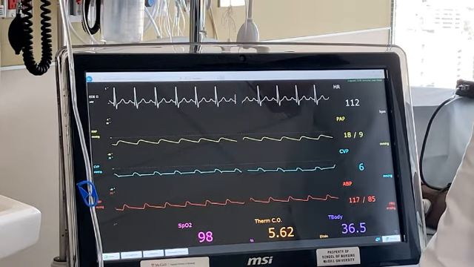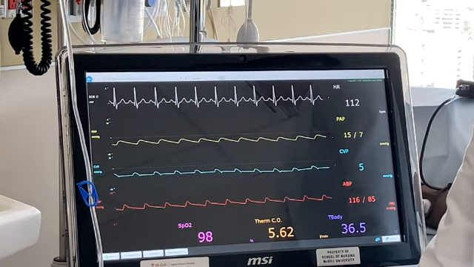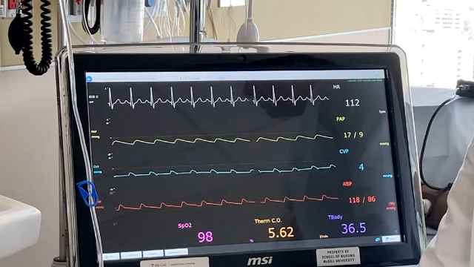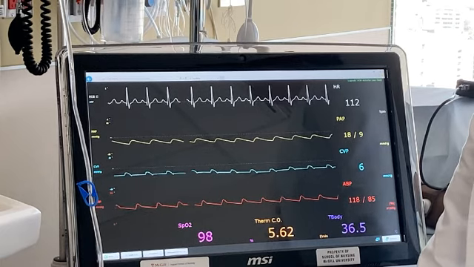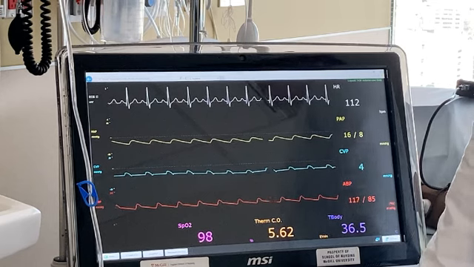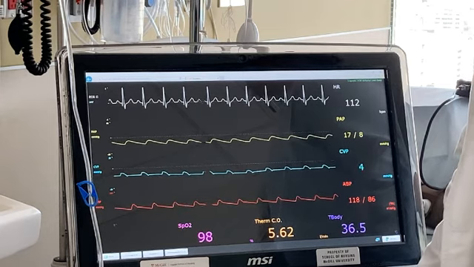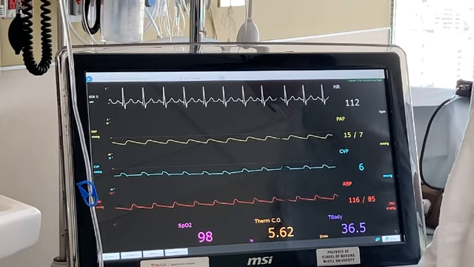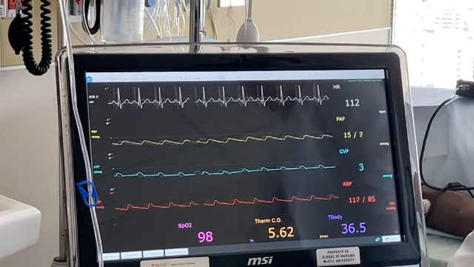If our CVP is very, very high, there's a possibility that there is a lot of fluid in the right side of the heart, that there's a lot of venous return, and that our patients might be fluid overloaded. But there are other factors that may impact our CVP, so these are all things to take into context when we're assessing our patients and their hemodynamic status.